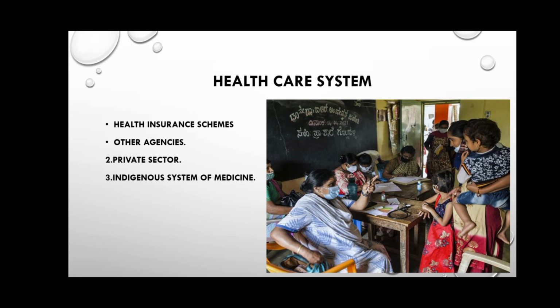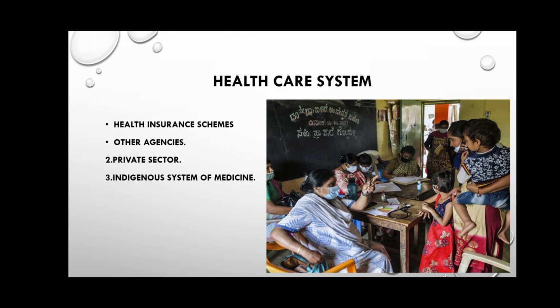And the fourth sector is other agencies, that is defense and railway agencies. So in the public health sector, first is primary healthcare, next is hospitals, third is health insurance, and fourth is other agencies.